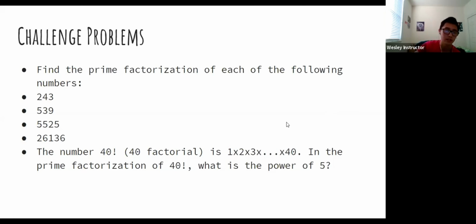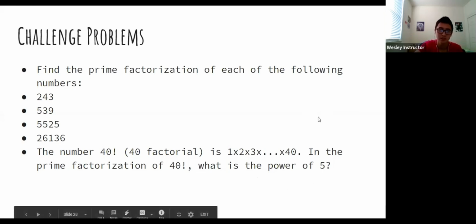Okay, so I will go over the answers right now. 243, the answer is 3 to the 5th. 539, the answer is 7 squared times 11. 5525, the answer is 5 squared times 13 times 17. And 26,136, that answer is 2 to the 3rd times 3 to the 3rd times 11 squared. And the last one, the answer is 5 to the 9th. That is the power of 5.